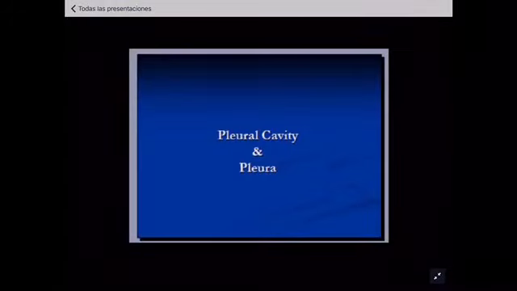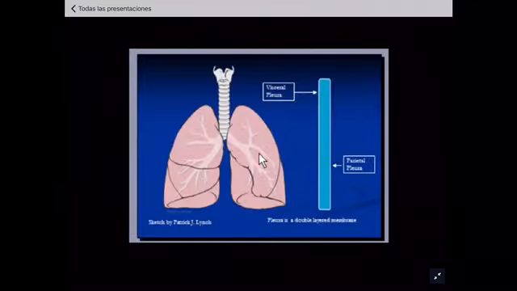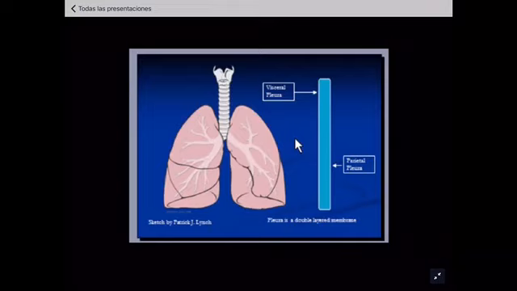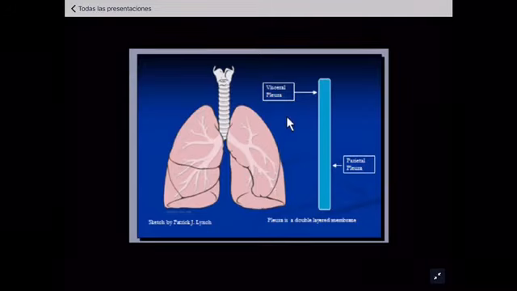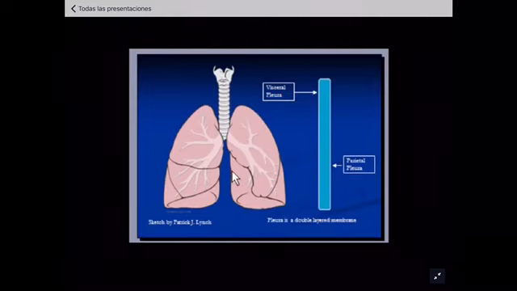Pleural cavity and pleura. Lungs are covered by a double-layered membrane known as pleura. Pleura is sort of wrapped around each lung on all sides, and each lung has its own pleura. The outer layer of pleura is known as parietal pleura and is attached to the chest wall, versus visceral pleura, which is the inner layer, attached to the lungs itself.